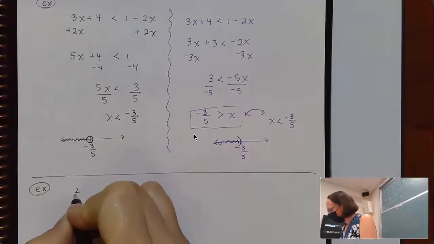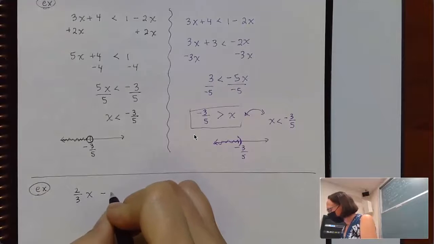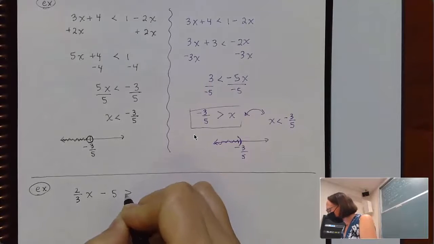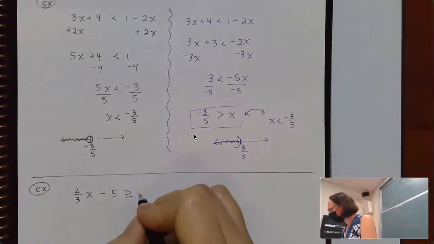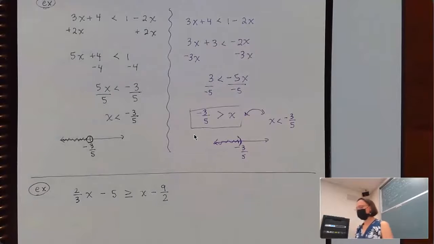Let's have 2/3 of x minus 5 is greater than or equal to x minus 9/2. Okay, so I've got 2/3 of x minus 5 is greater than or equal to x minus 9/2. And when I walk up to this problem, I see fractions.